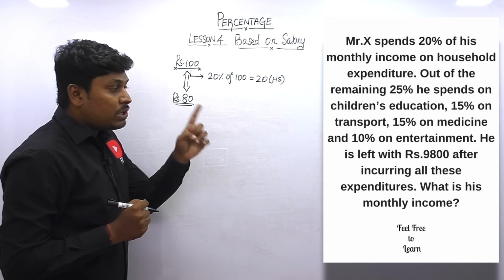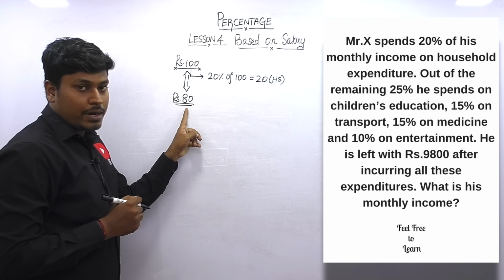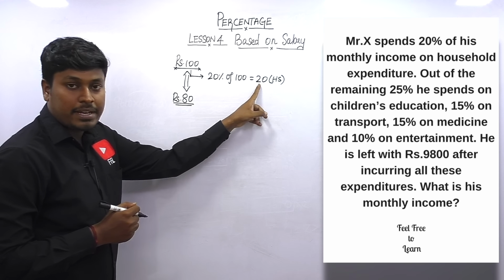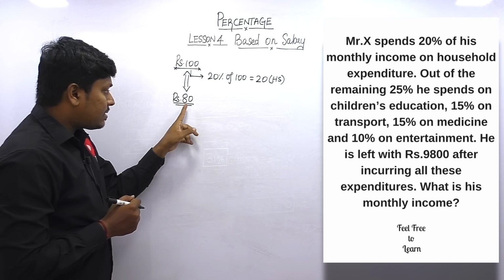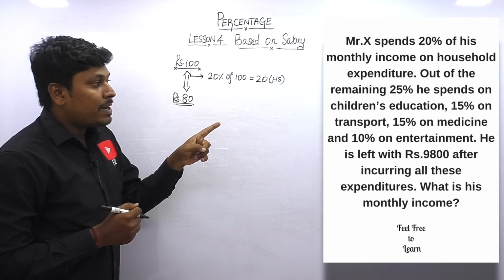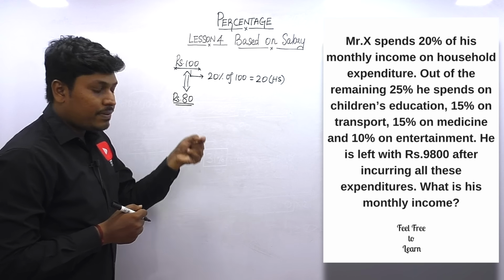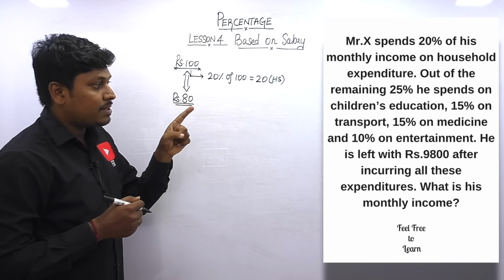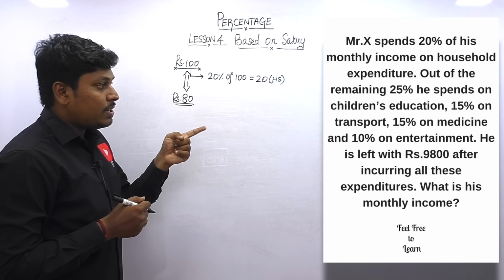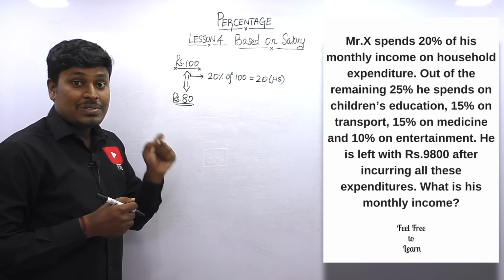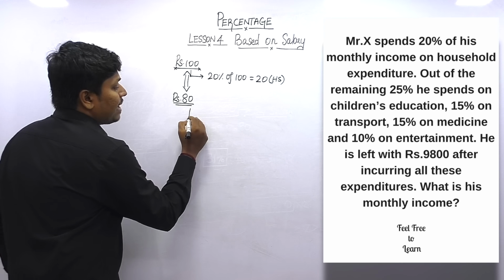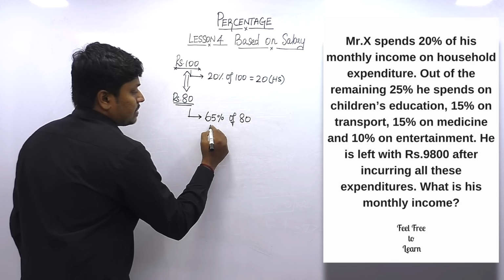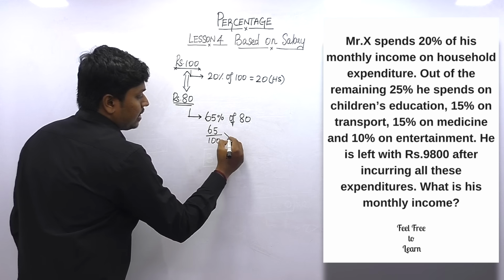Next thing, out of the remaining, out of this 80, after spending 20 rupees on household, 100 minus 20 is 80. So out of this remaining 80 rupees, the person is spending 25 on children's education, 15 on transport, 15 on medicine, 10 on entertainment. Add all the percentages. 25 plus 15 will be 40, then 55, then 65. So he is spending 65 percent on the remaining things. So 65 percent of 80, that is 65 divided by 100 into 80.